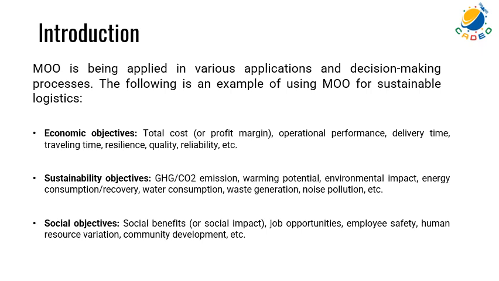Then there are sustainability goals like how much it affects the environment, its use of energy and water, and how much waste or noise it produces. Lastly, there are social goals like how it benefits people, human beings, how many jobs it creates, how it keeps employees safe and helps communities, and so on. So multi-objective optimization helps us find the best solution that balances all these different goals when we are dealing with things like logistics, making sure we make good choices for the economy, the environment, and people.